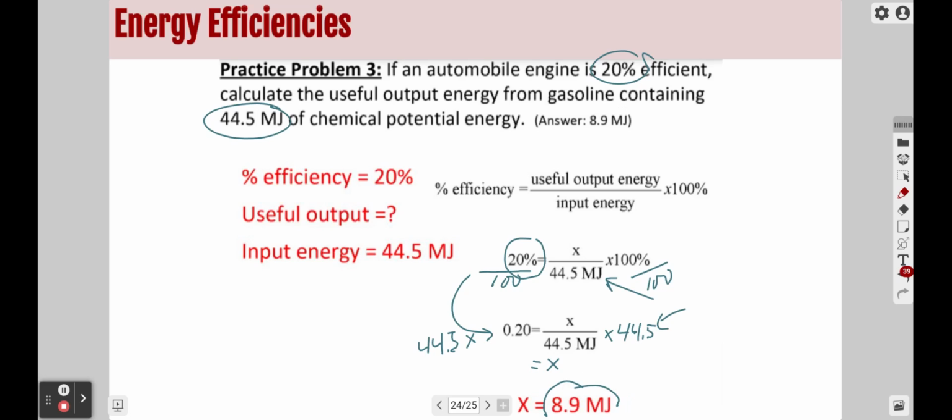Now, because the question didn't specify joules or megajoules, you were able to keep the units you were in. As long as your output and your input energy are in the same units, you're good. So if you're putting one type of units in, that's what you're going to get out. They just have to be in the same units.